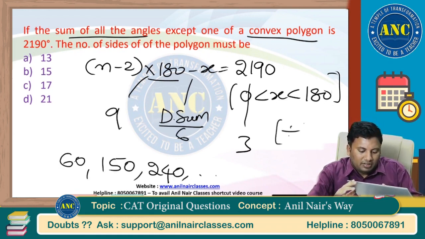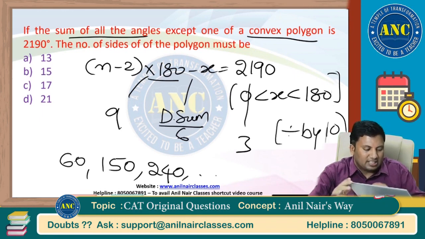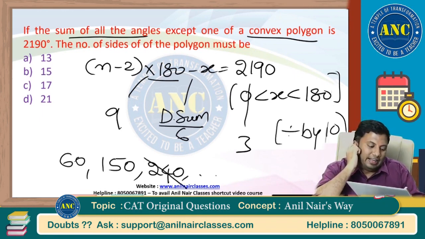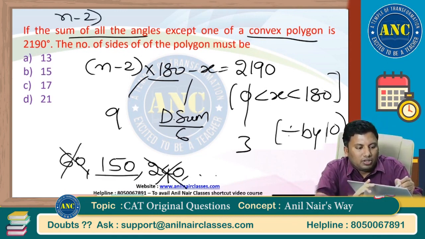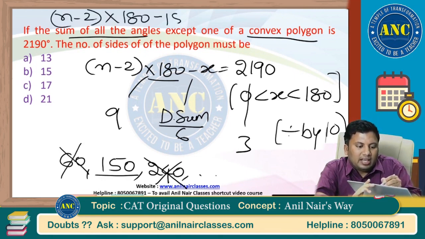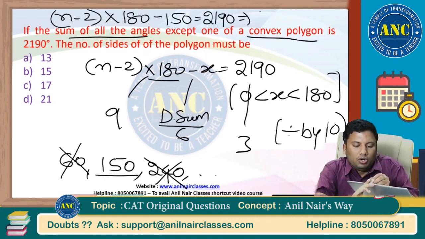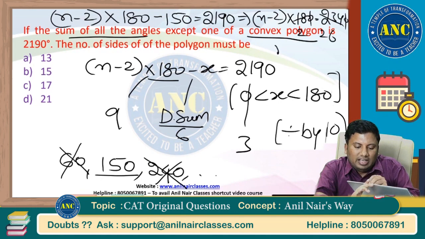It should be divisible by 10 also. I hope it is clear. 240, it is not possible. 60, it is not possible. 150, it is possible. N minus 2 into 180 minus 150 equivalent to 2190. N minus 2 into 180 equivalent to 2340. N is 15.